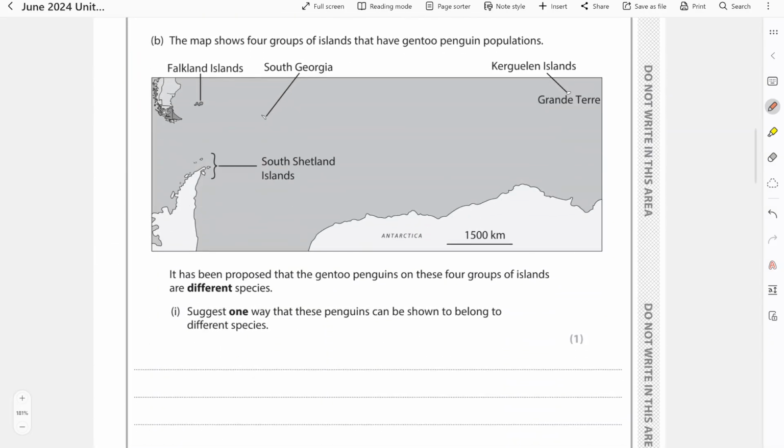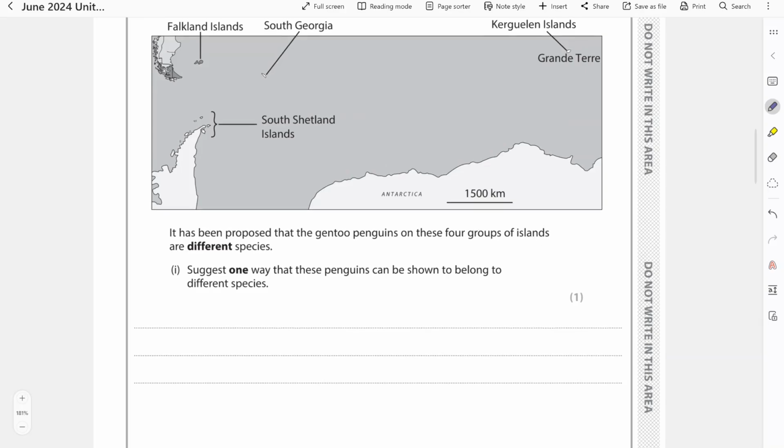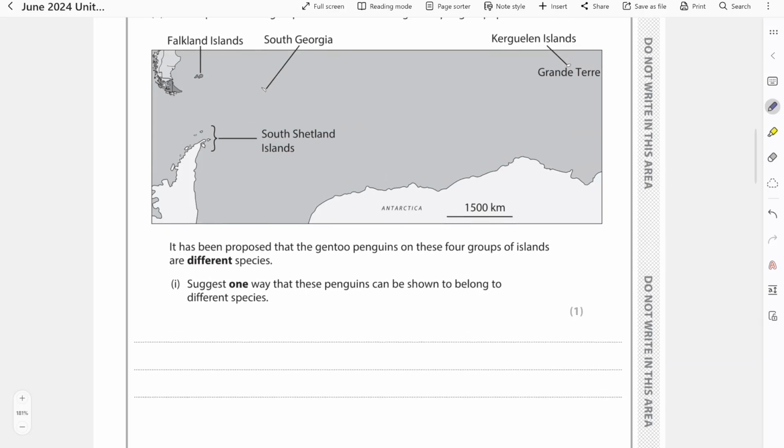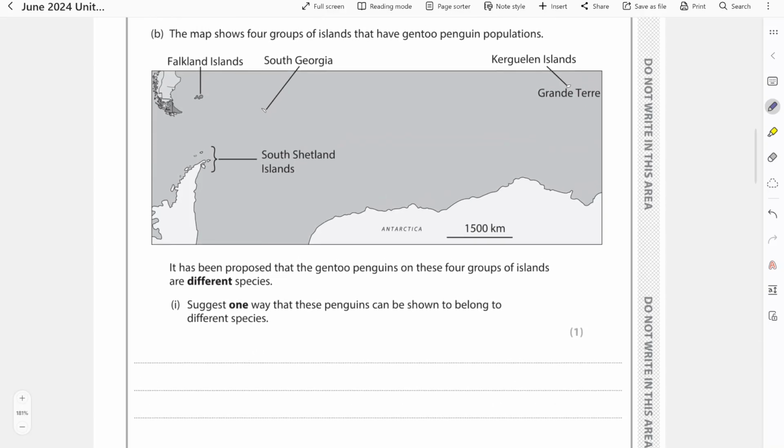Okay, the map shows 4 groups of islands that have Gentoo penguin populations. It has been proposed that the Gentoo penguins on these 4 groups of islands are different species. Suggest one way in which these penguins can be shown to belong to different species. So there are different ways you can answer this question. The first thing that came to my mind was looking at the differences in DNA. So if the differences in DNA are large, then you could consider them as different species.